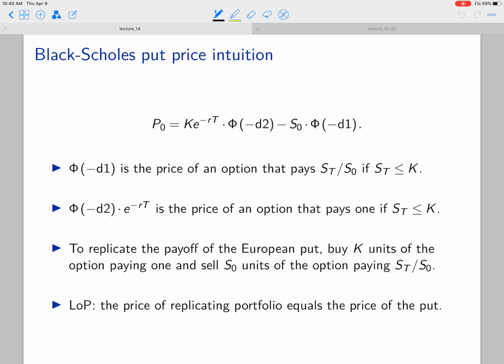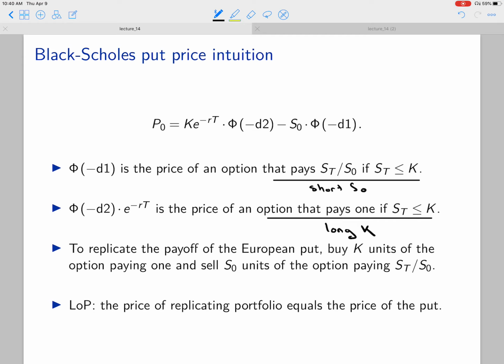The first option is an option that pays 1 if the stock price falls below the strike. And the second option is an option that pays a gross rate of return if the stock price falls below the strike. Okay. What you do is you go long K units of the option that pays 1 if the stock falls below the strike, and you short S0 units of the option that pays a gross rate of return. Construct this portfolio and look at the payoff. I guarantee you that it exactly mirrors the payoff of the put option.